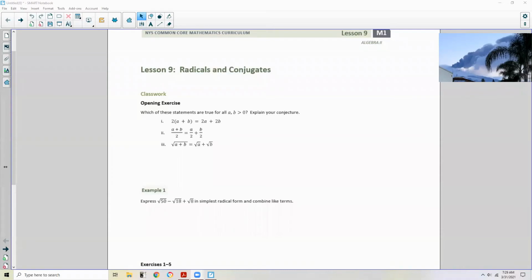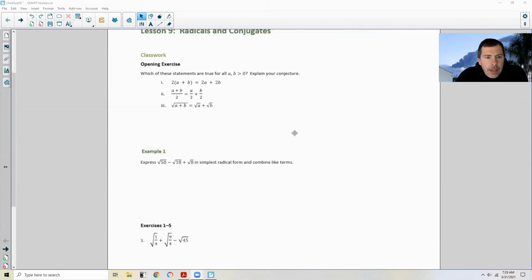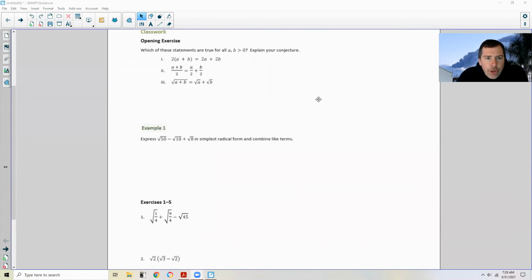Okay, lesson 9, radicals and conjugates. All right, we're not going to be conjugating verbs here. We're going to be conjugating radicals. Okay, there's a difference. Classwork opening exercise. Which of these statements are true for all A and B positive? Okay, A and B are positive numbers. Which of these three are always true?